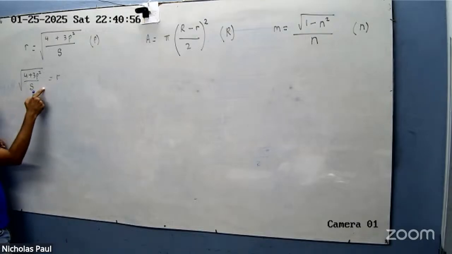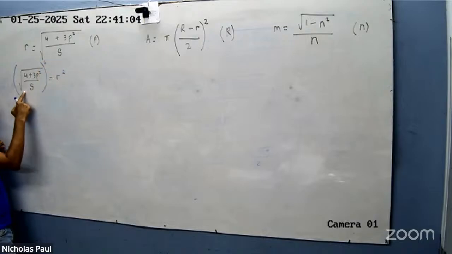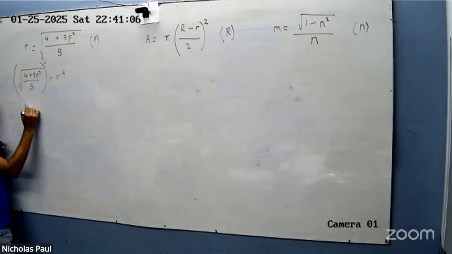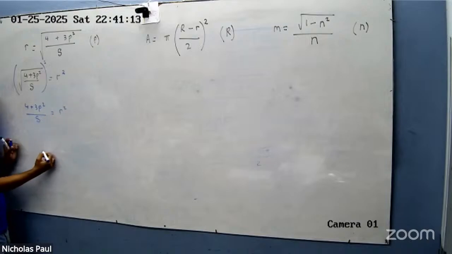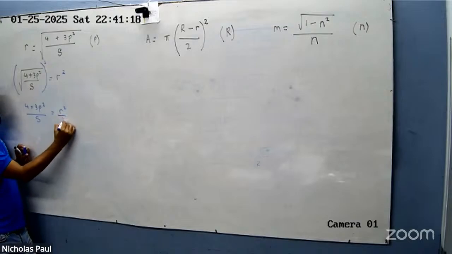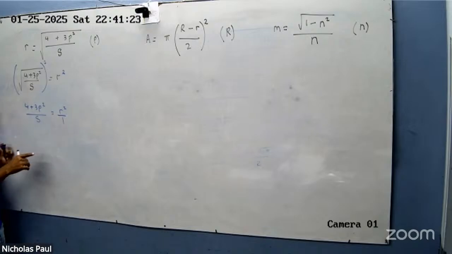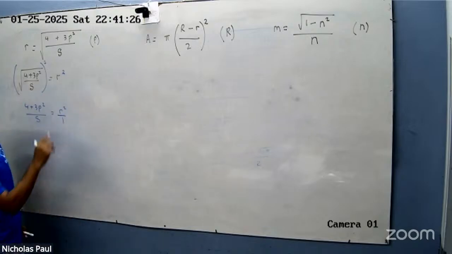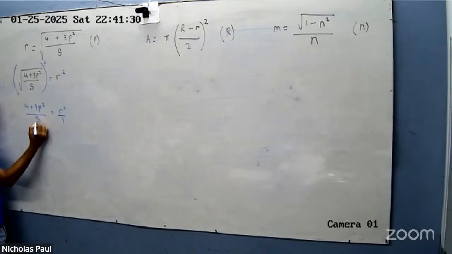Right? So step number one, square both sides. When you square both sides, the objective is to get rid of the square root. So we have 4 plus 3p, squared, all over s, is equal to r squared. When you reach here, what should you do? Cross multiply, right? When you reach here, you have two fractions and an equal sign, so cross multiply. These are harder, very hard. So I want you to know that it is challenging, right?